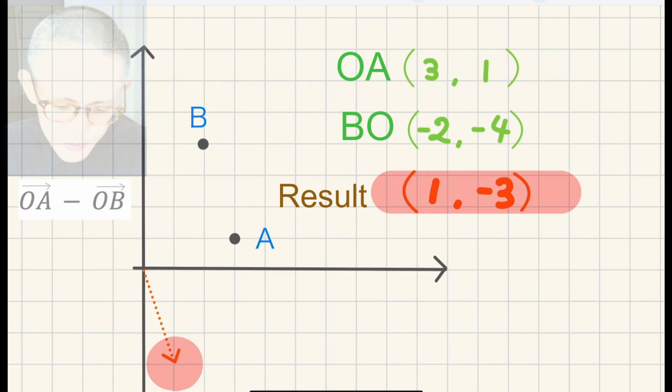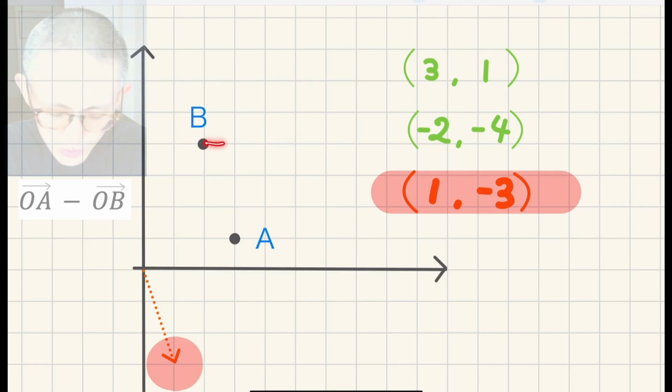The hidden meaning: you need to move 1 unit rightward and 3 units downward if you want to go to point A from point B.